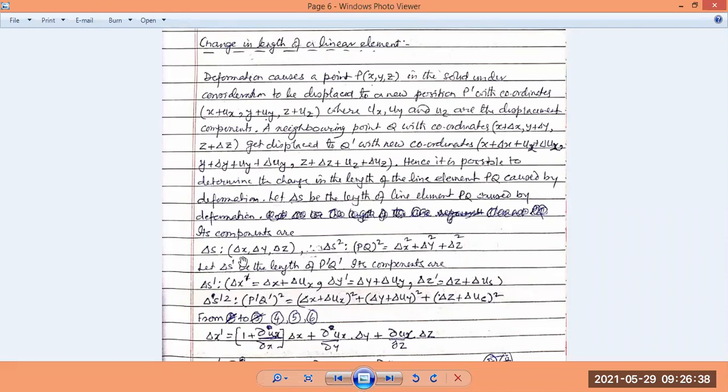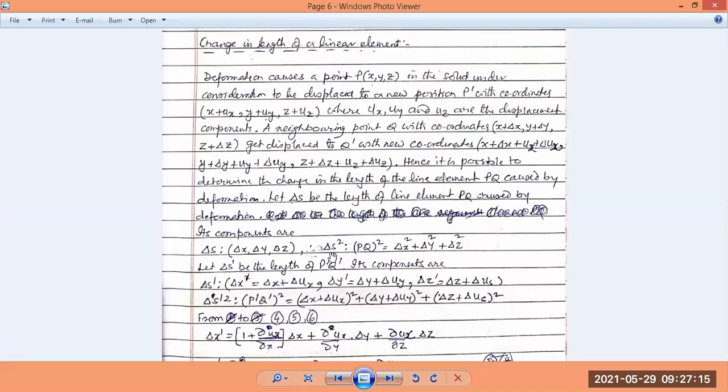This is the amount of change in position from the point P to the point Q. It is the difference in coordinates of the point P and the point Q, that is delta x, delta y, and delta z respectively. So delta S will be the square root of the sum of the squares of the individual values. So delta S square is equal to PQ square, which is equal to delta x square plus delta y square plus delta z square.